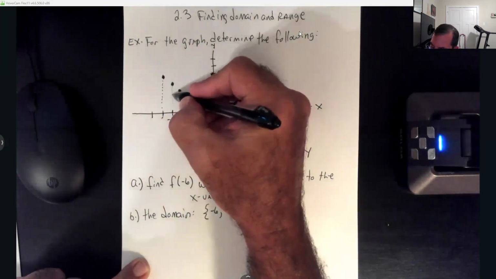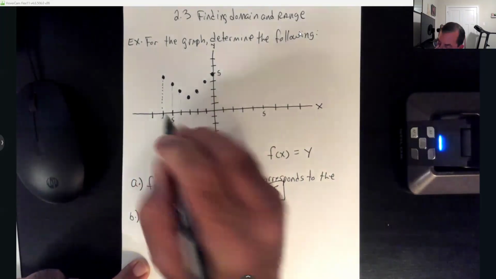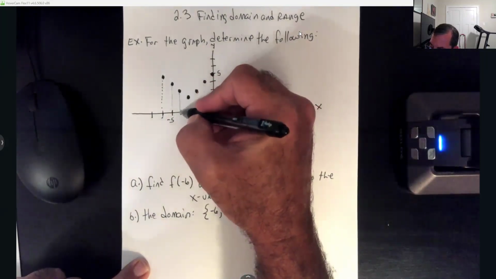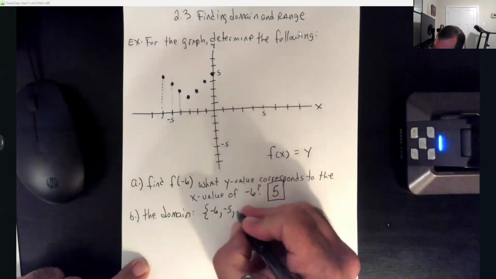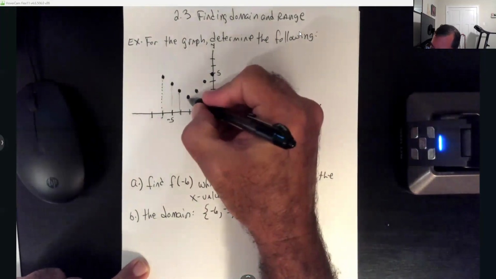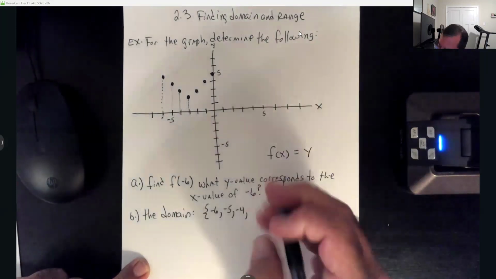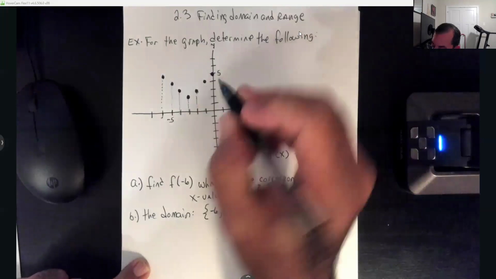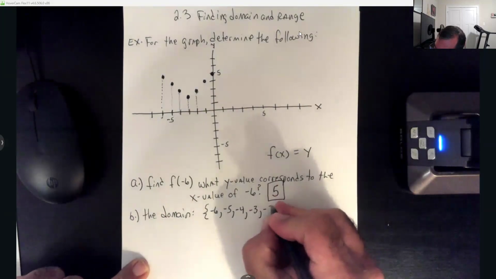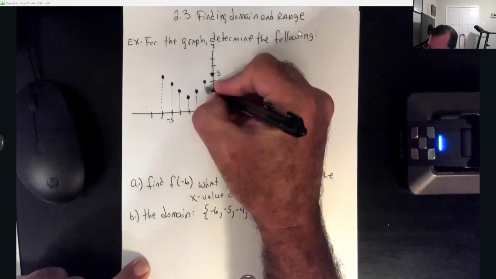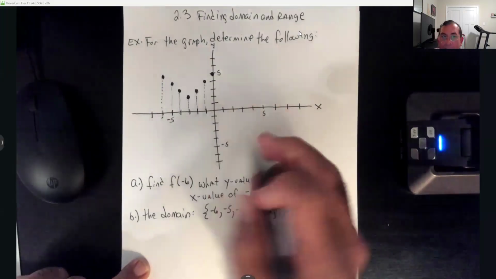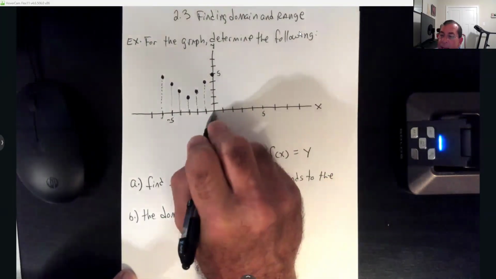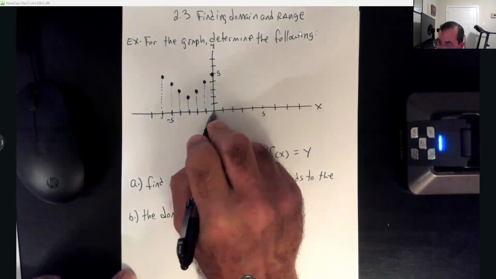The second point, if I come straight down, has an x value of -5. The third point, coming straight down, has an x value of -4. And y'all continuing on, the next point has an x value of -3. The fifth point here, coming straight down, has an x value of -2. This point I come straight down has an x value of -1. And then finally, this last point comes straight down, has the x value of 0.